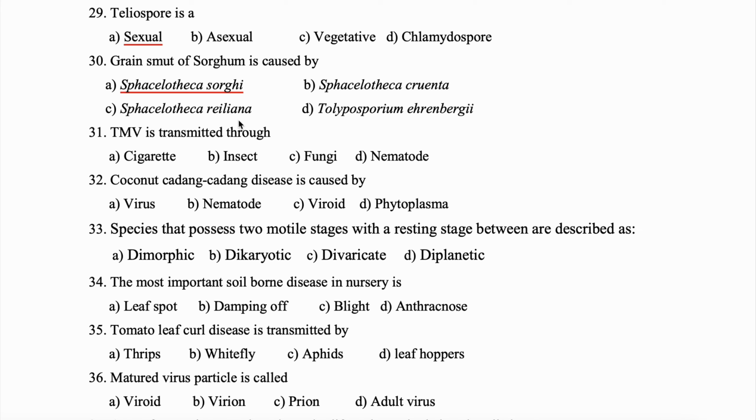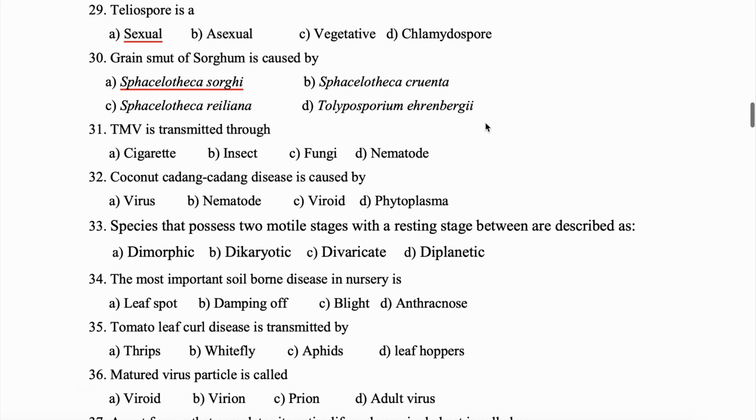Option B, Reliana, it will be head smut of sorghum. Option D, they have told Toliposporium ehrenbergii. So it is long smut of sorghum. So remember the causal organism of all 4 smuts of sorghum.